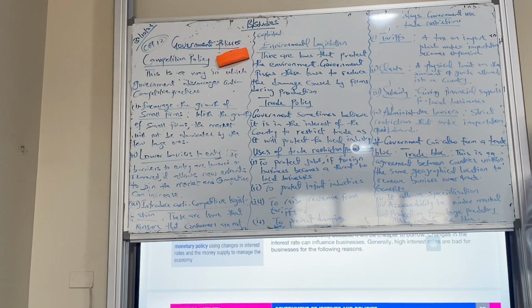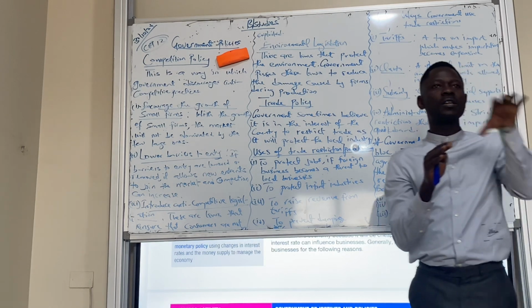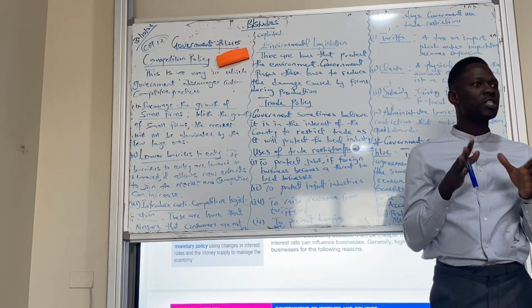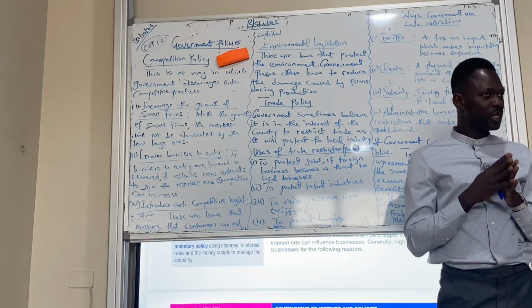So anti-competitive practices are against competition. So government will ensure that those things do not happen. That is what competition policy is about. Do you understand what competition policy is here?